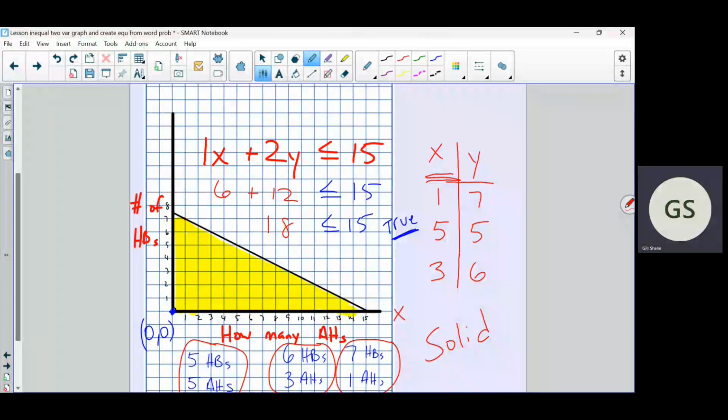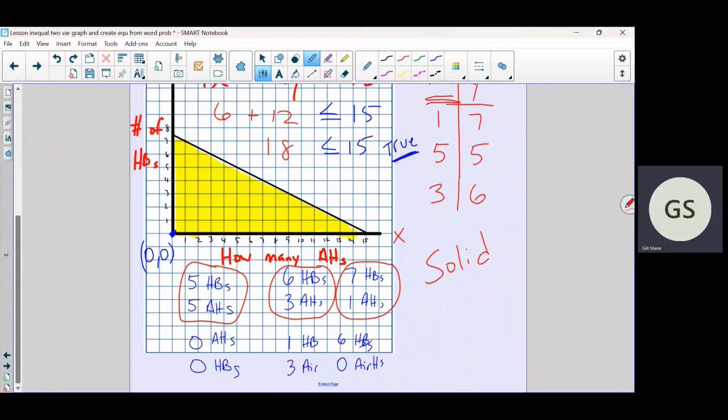That's how you see if something works, right? You plug it in and see if it makes the rule true. If it makes the rule true, then it works. If it doesn't make the rule true, it doesn't work. It's even easier now. If I give you a graph, and this is why graphs are so valuable, you don't have to do any of that. If the point is in the shaded area, it's a solution. That's what the shaded area is. The shaded area is a solution.